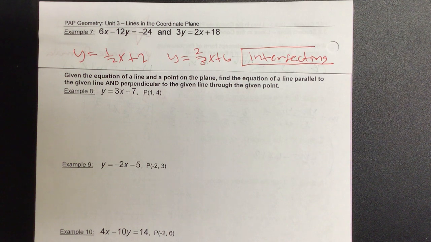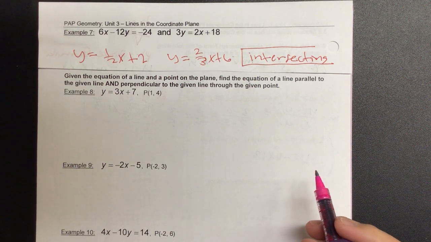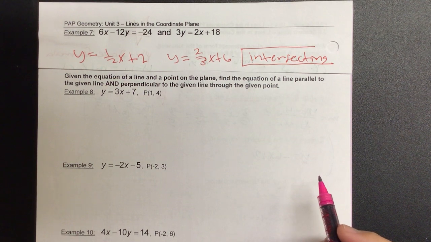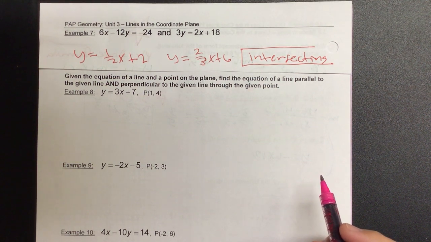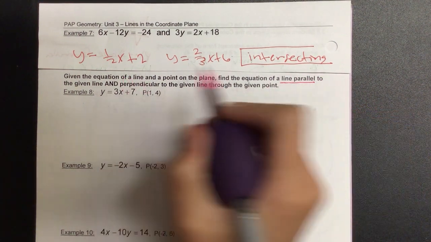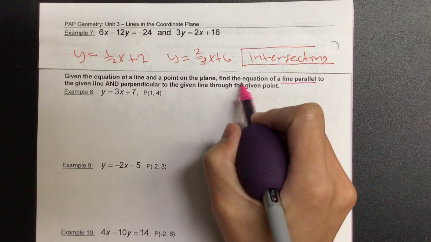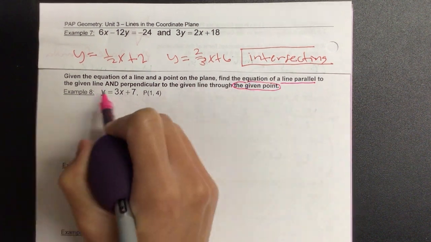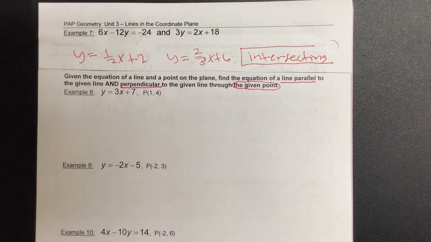All right, Sophia, let's read the instruction above number 8. The equation of the line and a point on the plane. Find the equation of a line parallel to the given line and perpendicular to the given line through the given point. You're like, what is happening? So I'm gonna summarize it. We want a line that's parallel to the given line and also perpendicular to that same given line.